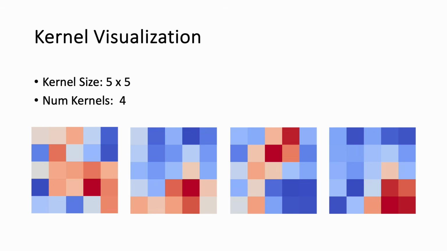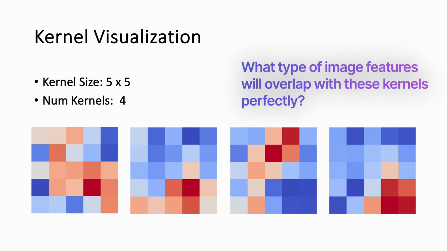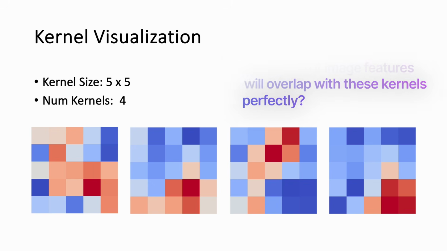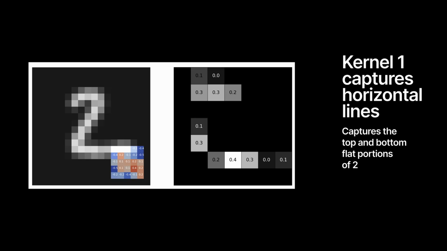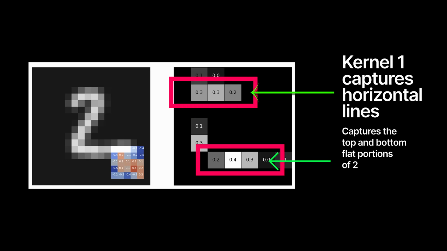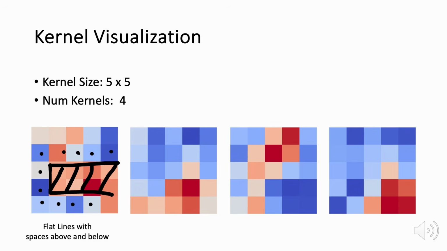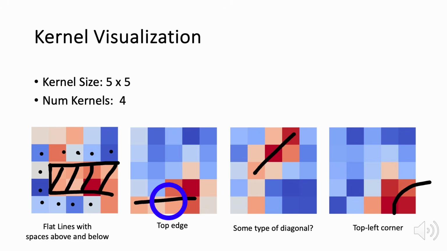To intuitively understand what these kernels might be doing, we have to look at each of them and ask the question, what type of features in an image will overlap with these kernels perfectly? It requires a bit of imagination, but the first one looks like it tries to match a flat horizontal line and blank space above and below. Here is an example of the number 2 where this one activates. If we repeat this imaginative process for all of the kernels, the second one looks for a top edge, the third one is probably looking for some diagonal patterns, the fourth one is looking for top left corners.